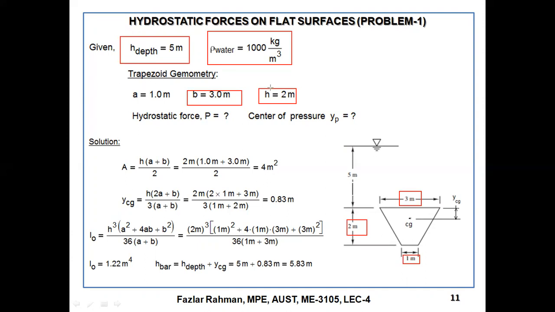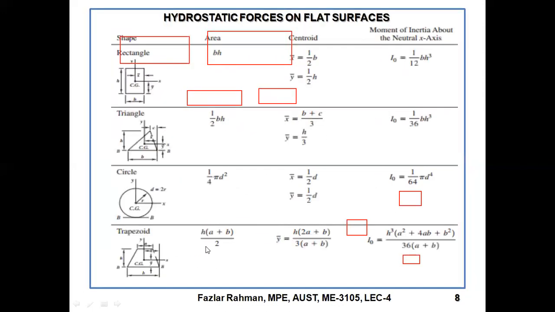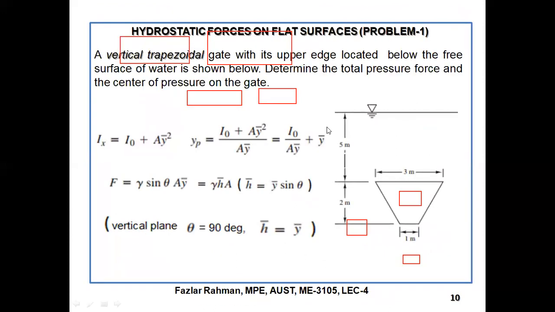You write down trapezoidal geometry given, then you write down this one. Why mark with A, B, and H? If you look on the right over here, the smaller end they mark with A, bigger end mark with B. Now, by mistake, if you identify this one by B, this one by A, using the same formula, then your result will be wrong. So you have to match your dimension with the formula. Then your result will be right.